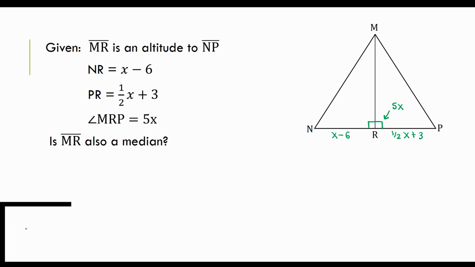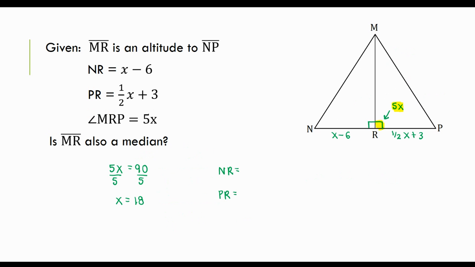However, the one thing that I do know about this picture is that I've got a right angle, and that right angle is represented as 5x. Remember, a right angle is 90 degrees. So I set 5x equal to 90, and that's how I start solving for x. Dividing by 5 to get the x by itself gives us x equals 18. Now I can substitute 18 into the segment NR and the segment PR, and we can determine if those two segments are congruent. If they are, that means that the segment MR bisected the segment NP, so we do have a median. If they are not congruent, then we don't have a median.